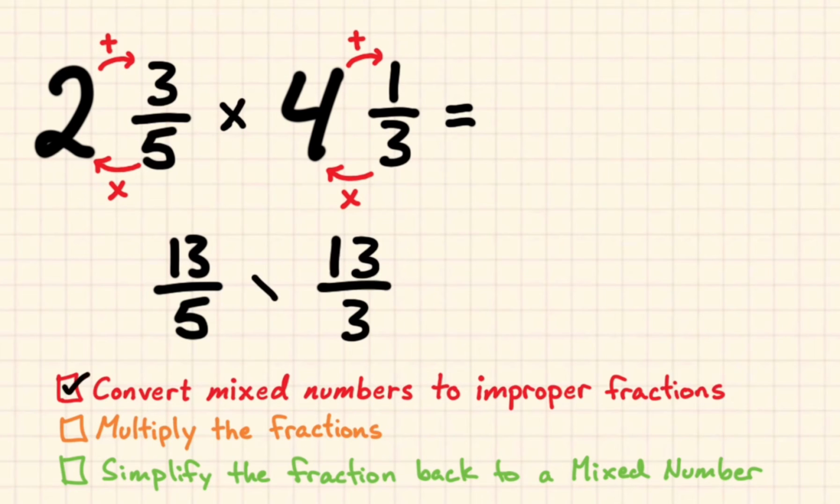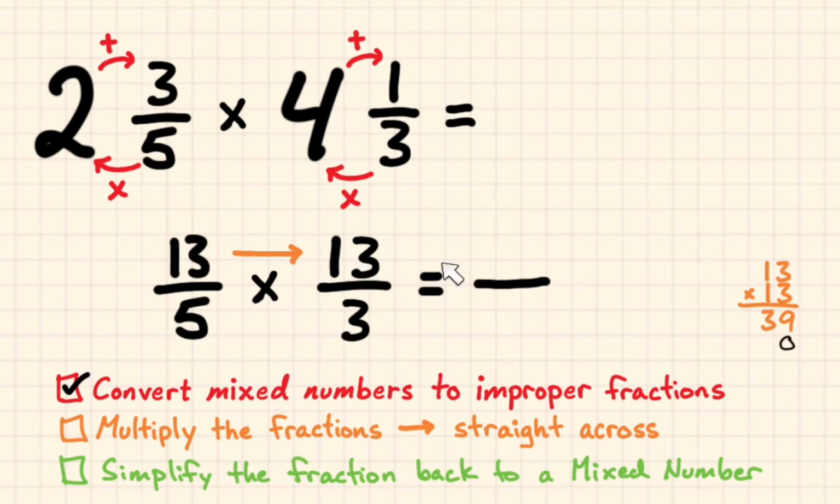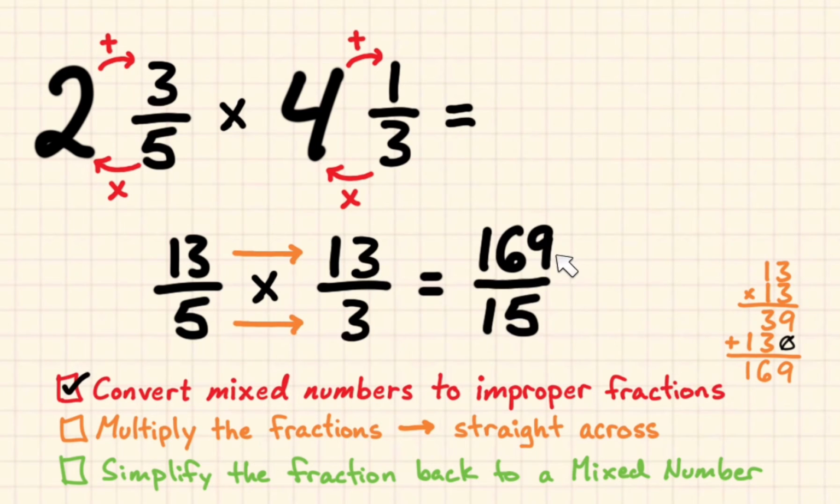Now on to the multiplication of fractions. Simply multiply straight across, the numerators together and the denominators together. For example, 13 times 13 results in 169 over 15.